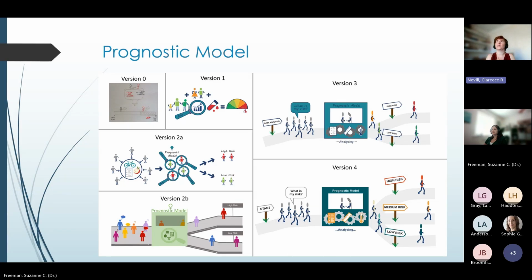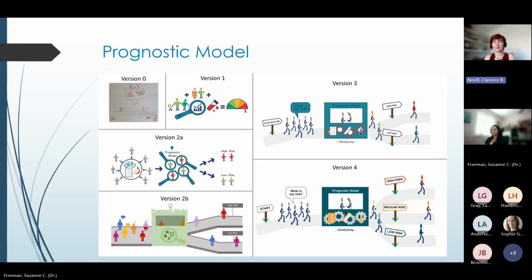But as a working group, we still really felt there was something to this whole machine checking thing. So one of the group designed version 2B, but you're on an escalator rather than chucked into a bowl. And you're like, oh, what is my risk? And you go through into this prognostic model, machine, room, whatever you want to call it, and you come out. And again, we sent version 2A and 2B to the first PPIE group. And yeah, they preferred version 2B. It made a lot more sense.